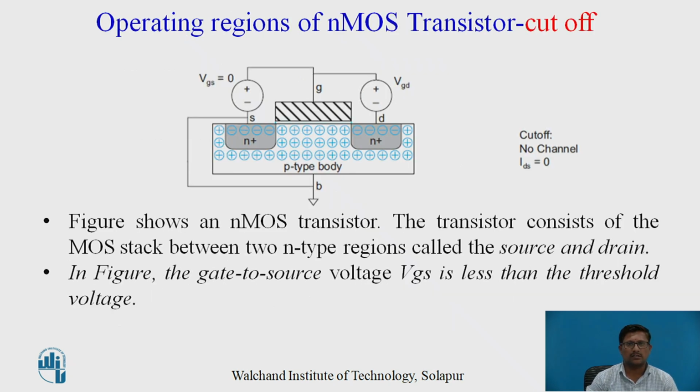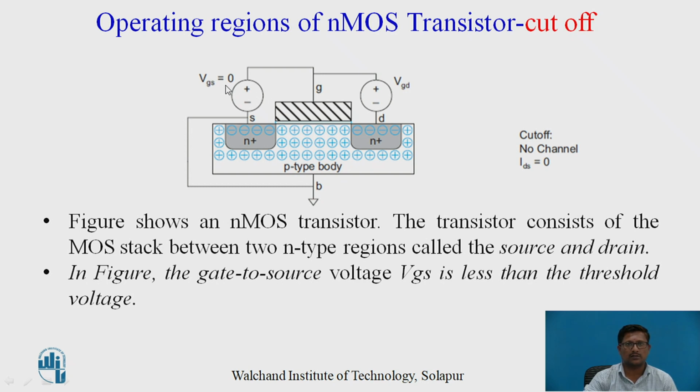So we discussed up to the operating modes of the NMOS and PMOS transistor. Now we can discuss the operating regions of the NMOS transistor. There are three regions we already discussed: cutoff region, linear region and saturation region. Now, as shown in the figure here, this is the NMOS transistor.